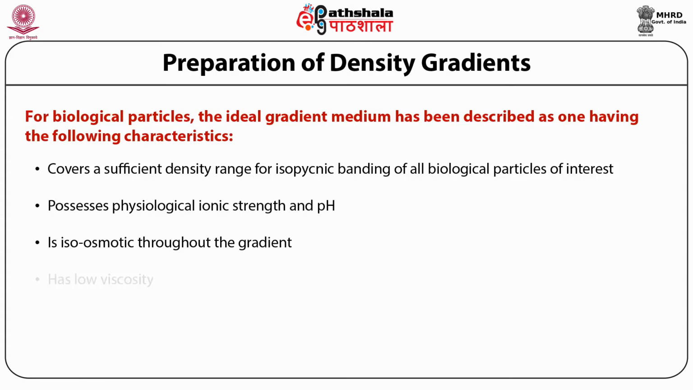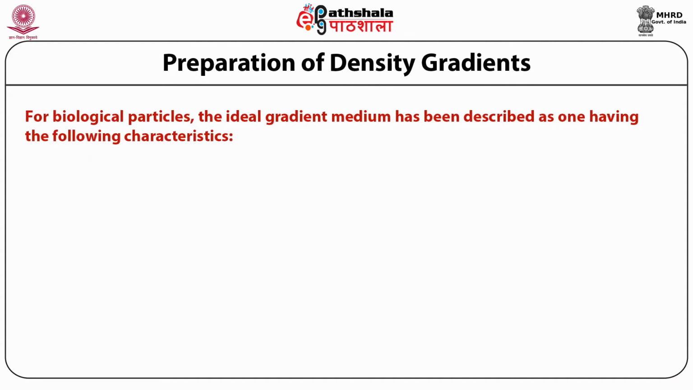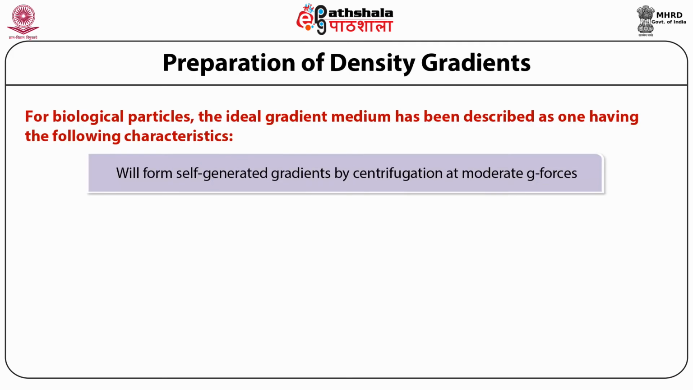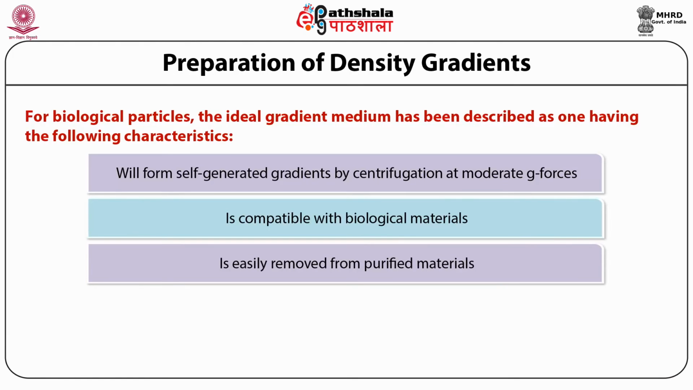Then the fourth point, it has low viscosity. Fifth point, it should be non-toxic. It should not penetrate biological membranes. Then it will form a self-generated gradient by centrifugation at moderate G forces. It should be compatible with biological materials. It is easy to remove from the purified materials.